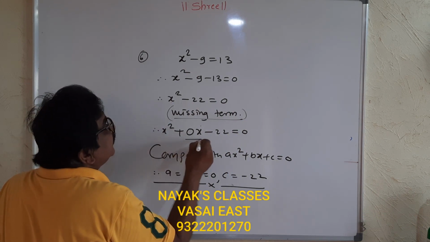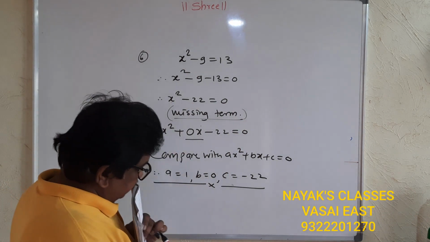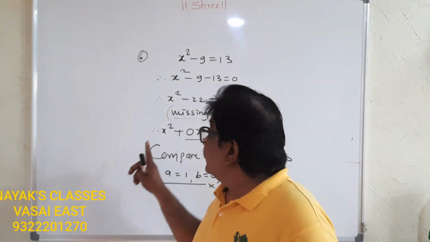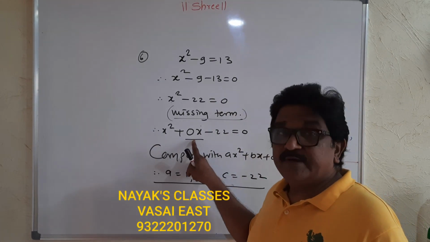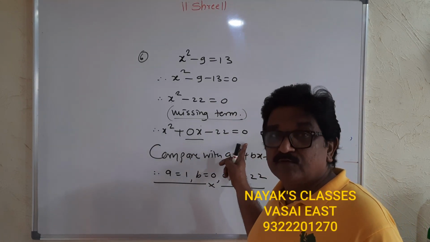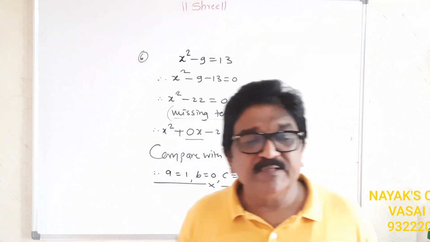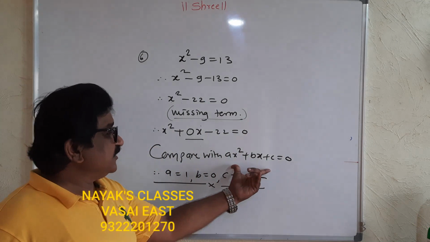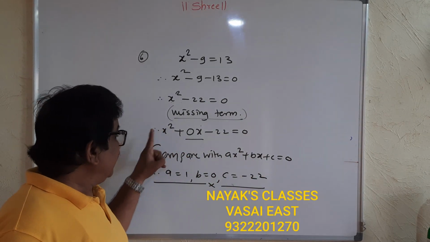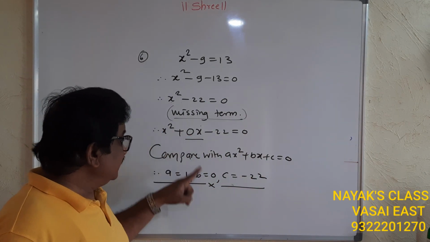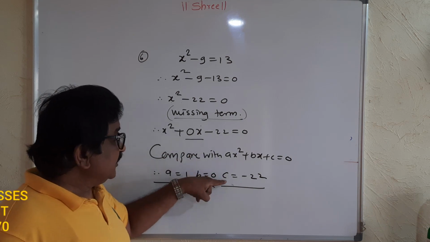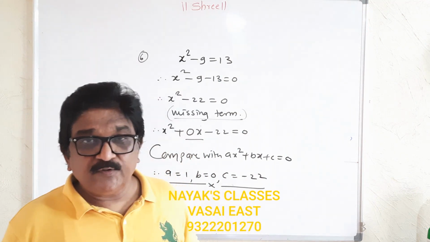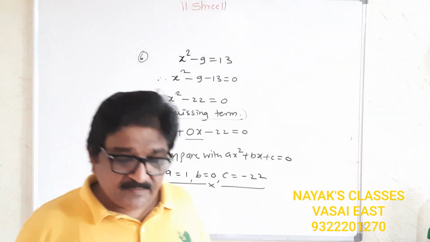So we put here 0x. Now it is a standard form. x square plus 0x minus 22 is equal to 0. Compare with ax square plus bx plus c. You will get a is 1, b is 0 and c is minus 22.